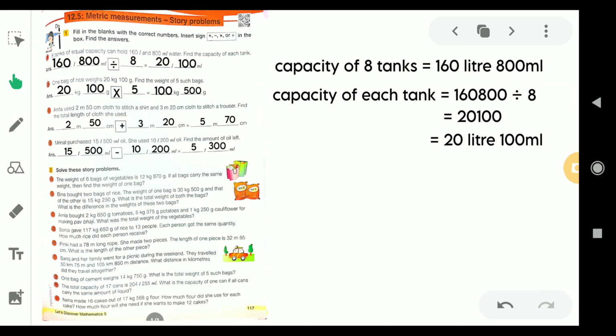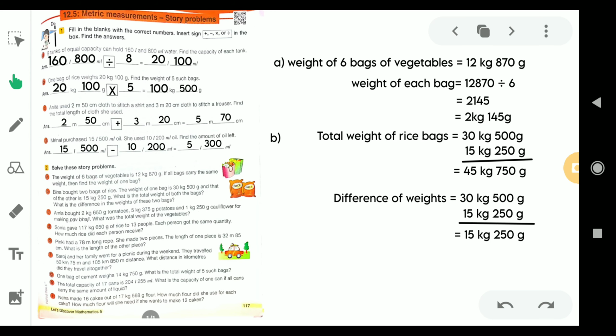Now let us move on to the story problems. First question is, the weight of 6 bags of vegetables is 12 kg 870 gram, and if all the bags carry the same weight, then find the weight of one bag. So the weight of 6 bags is 12 kg 870 gram, and to know the weight of each bag we have to divide the total weight of 6 bags of vegetables by 6.